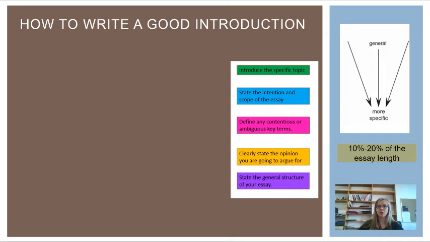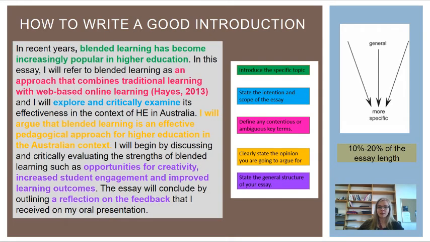elements. You need to introduce your specific topic. You also need to state the intention and the scope of your essay, and it's a good idea here to go to your task and see what you have to do in your assignment. You also need to provide definitions of any big ideas or big terms that you are using in your work. Another important thing is that you have to state your argument very clearly in your introduction. You need to have your thesis statement or claim in your introduction. And you usually conclude your introduction with the general structure of your essay. Please explore this example and have a look at its different elements highlighted in different colors.